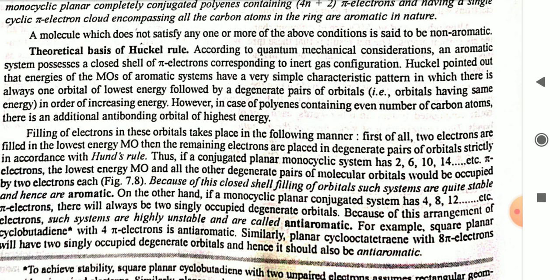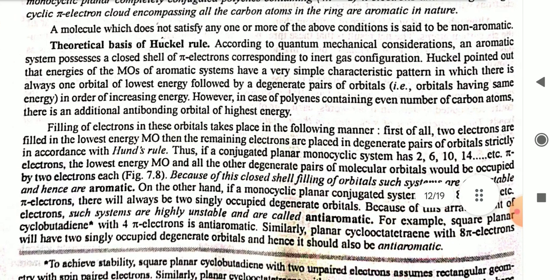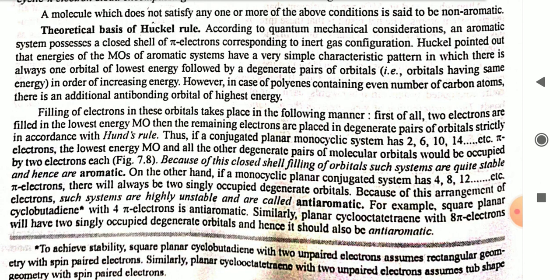Filling of electrons in these orbitals takes place in the following manner. First of all, two electrons are filled in the lowest energy MO, then the remaining electrons are placed in degenerate pairs of orbitals strictly in accordance with the Huckel-Hund rule. Thus, if a conjugated planar monocyclic system has 2, 6, 10, 14, etc. pi electrons, the lowest energy MO and all other degenerate pairs of molecular orbitals would be occupied by 2 electrons each. Because of this closed shell filling of orbitals, such systems are quite stable and hence are aromatic.